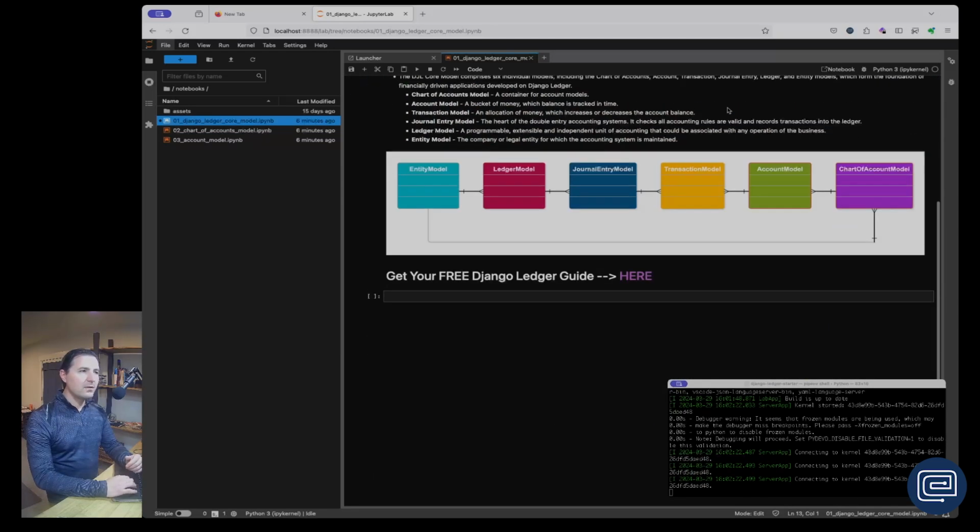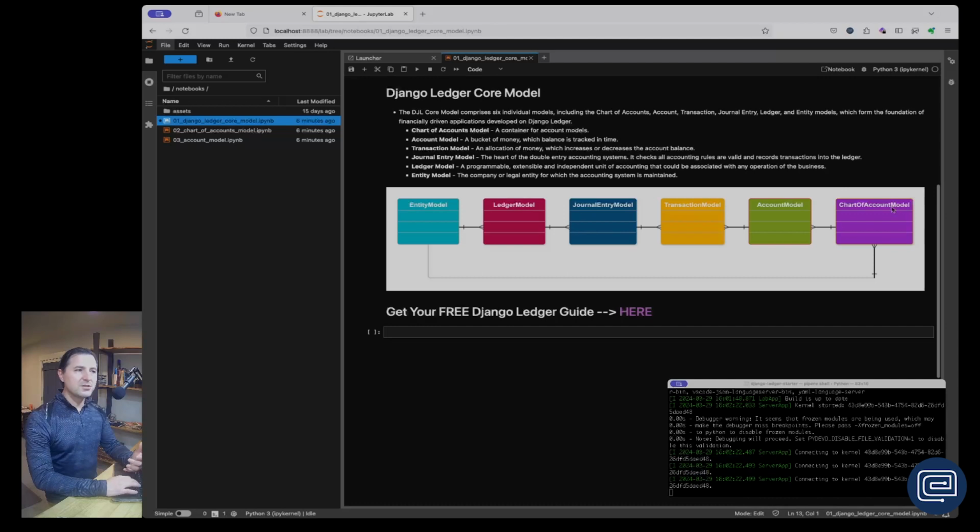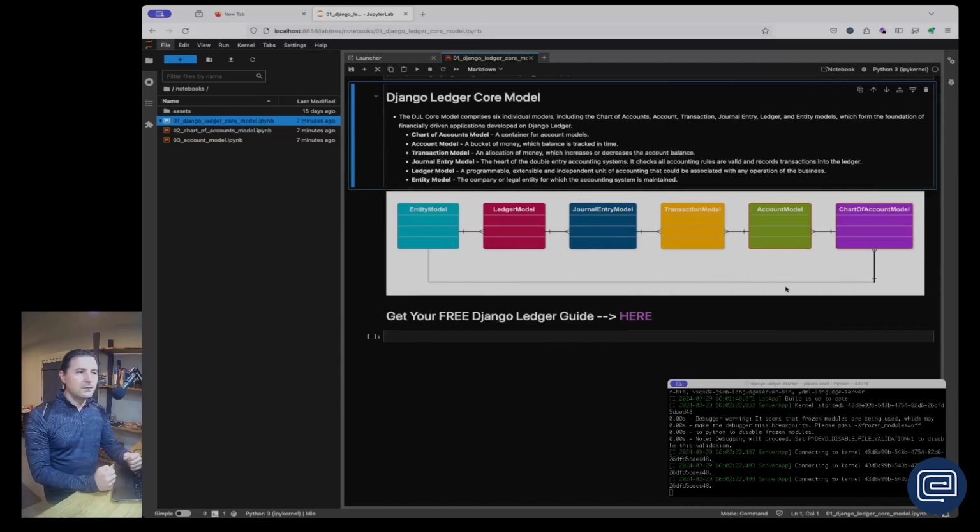So as you can see, the Django Ledger core model is composed of 6 different individual models. The first one that we're going to be reviewing is the chart of accounts model. And the chart of accounts model is really a list of accounts. That's all it is. It's really a container for the account model. You can see that there are relationships between these models. A chart of accounts model can have multiple accounts associated with it. And that makes sense because if we have a list of accounts, then we need to have a one-to-many relationship in this particular case.